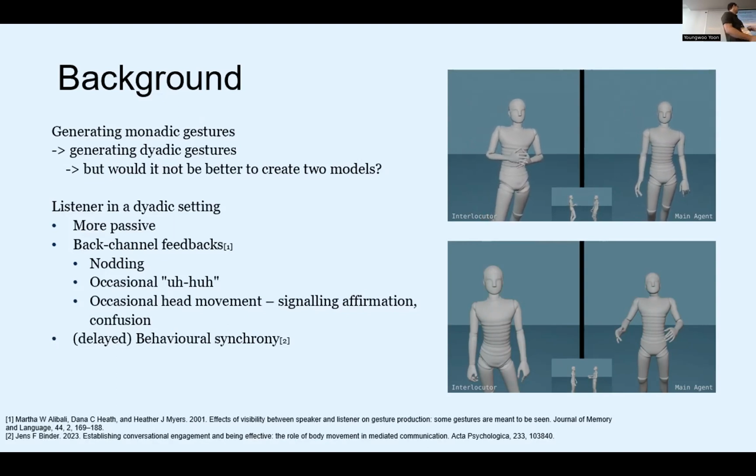There we go. So one of the things that you could observe in the first video, the top one, is that when the main agent is speaking, the interlocutor sometimes nodded, sometimes moved their wrists into a mimicking position compared to the main agent speaking. And in the second video, you can observe how the main agent gesticulates, the interlocutor moves, but not really, and sometimes nods.